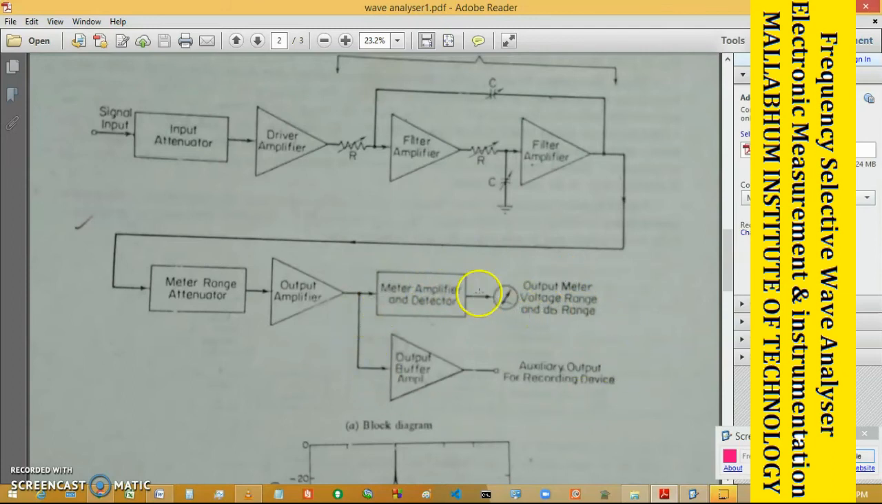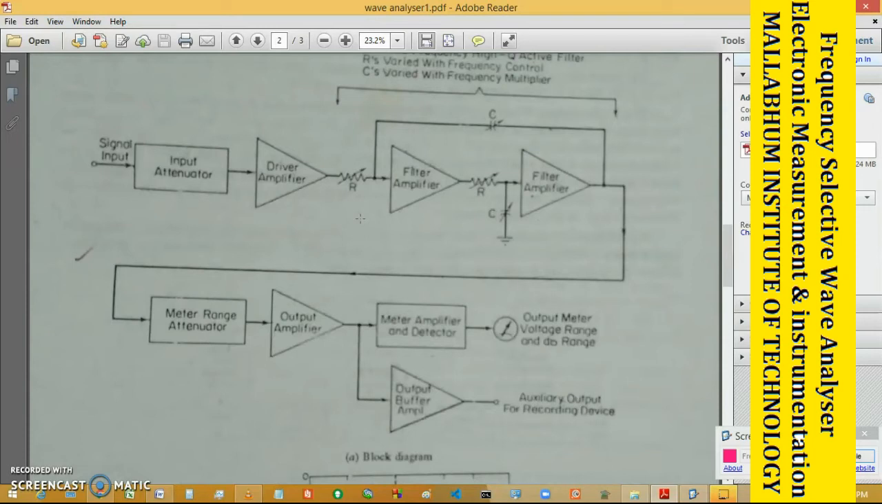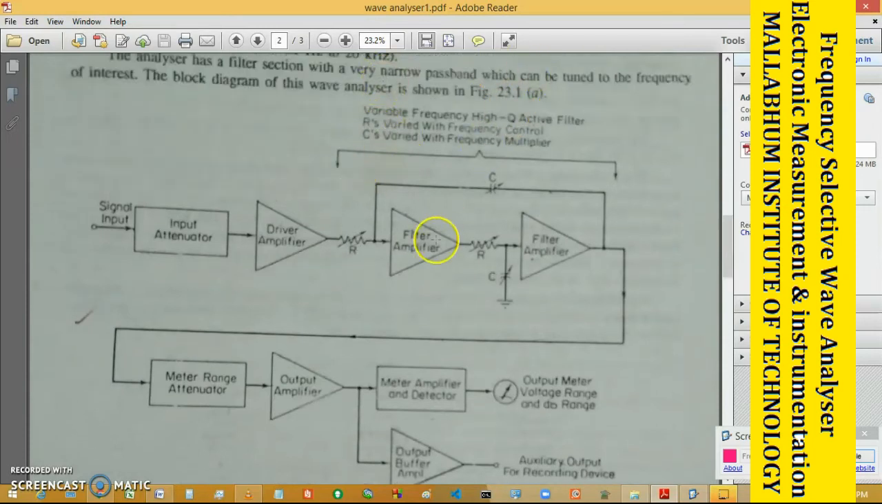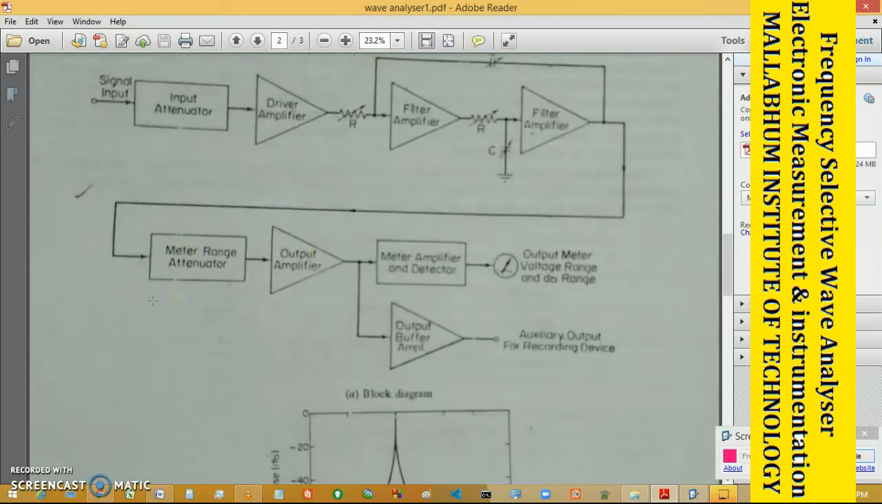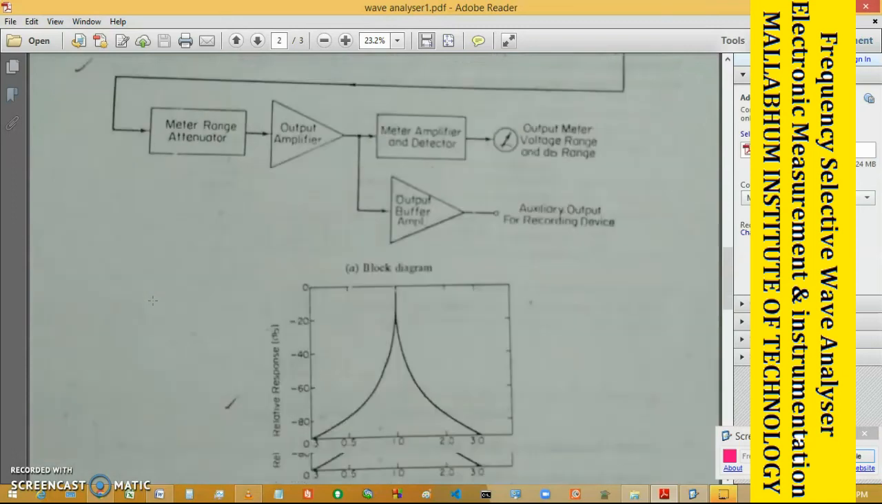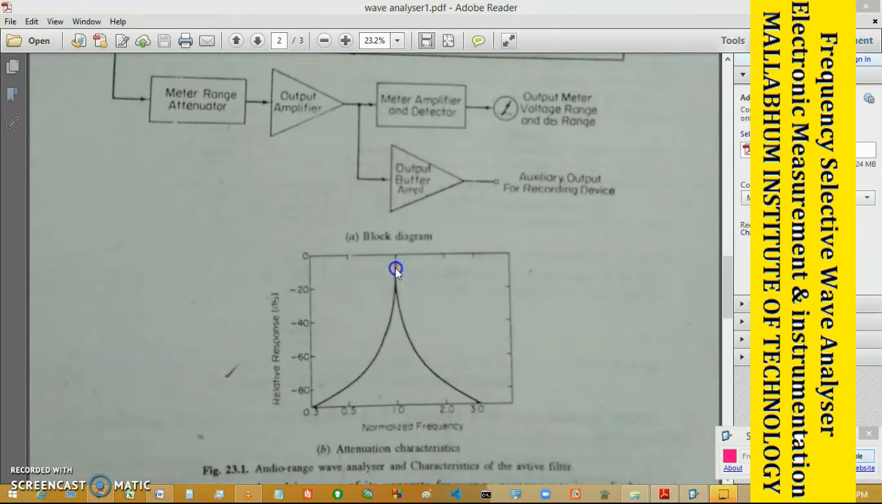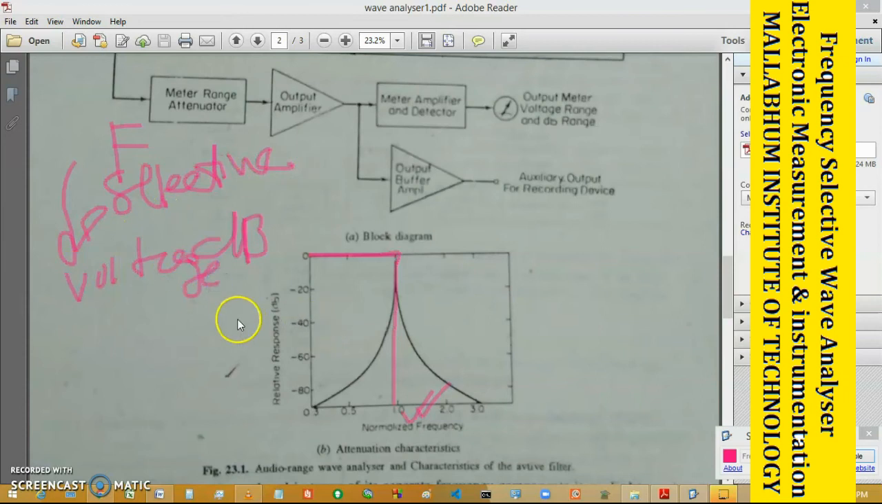If you look at the overall circuit diagram, it is a frequency selective voltmeter. That is very important. It is an instrument which selects a particular frequency according to what the user desires, with the help of the variation of this R and C control switch. Then if the user selects a particular frequency range, this instrument gives the value of that frequency, meaning its amplitude, in dB scale. So that is the meaning of frequency selective. So frequency selective voltmeter, that is all about the frequency selective wave analyzer.